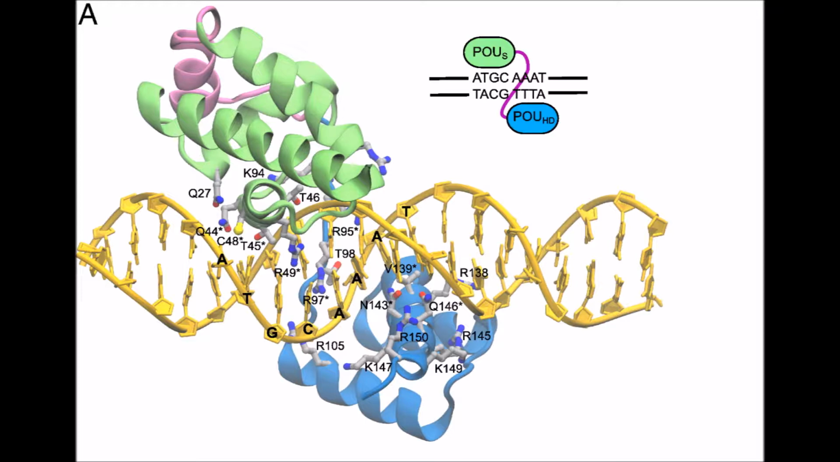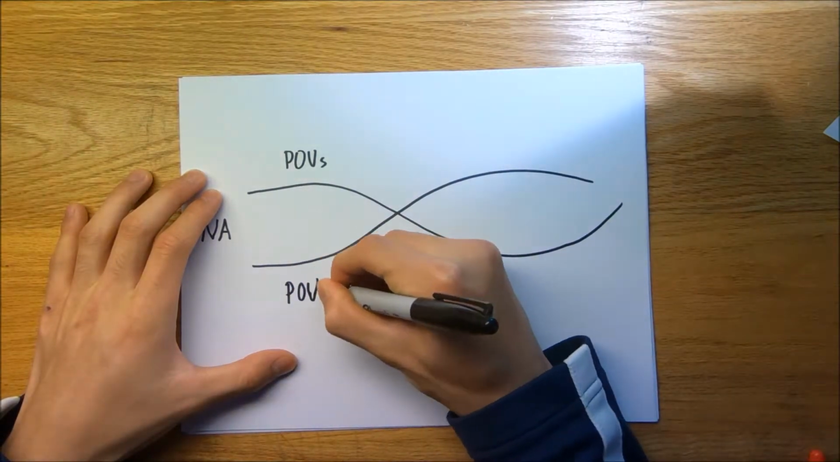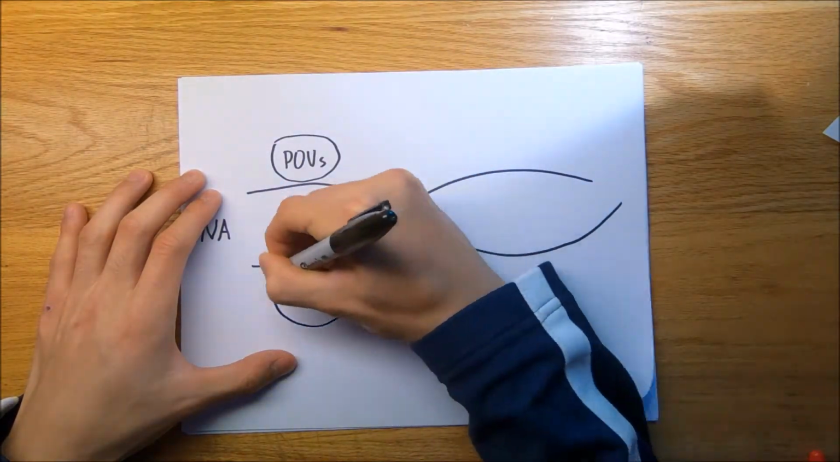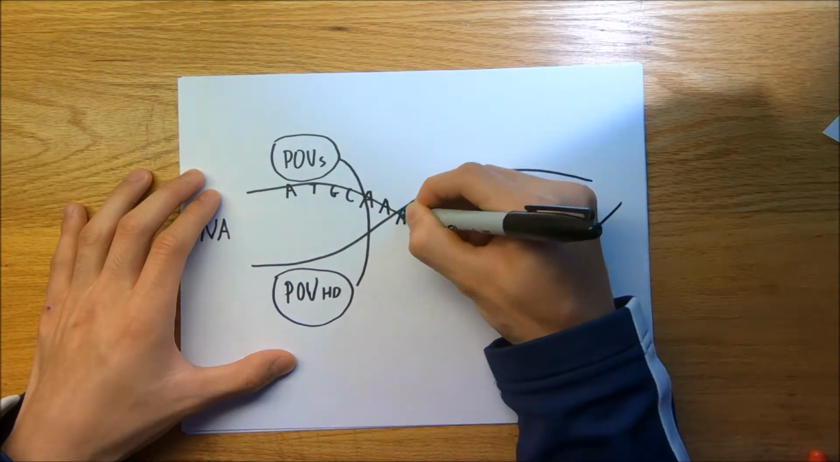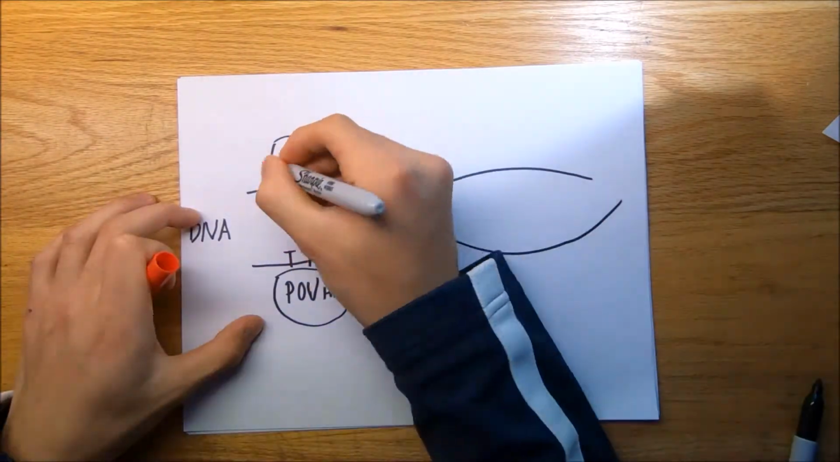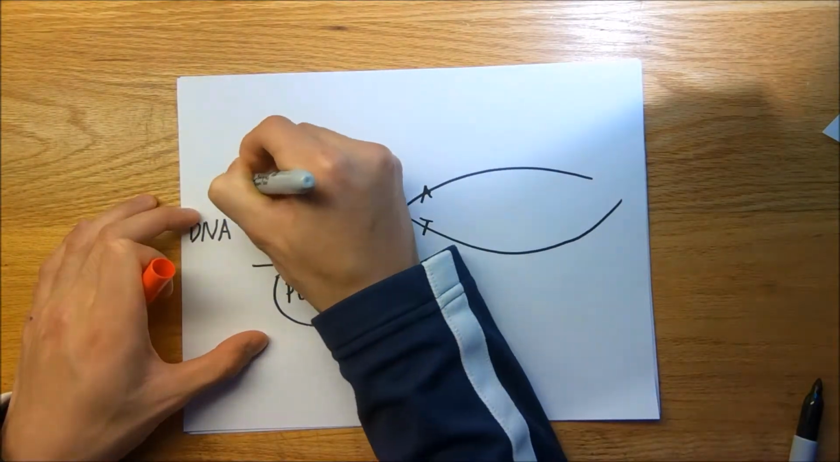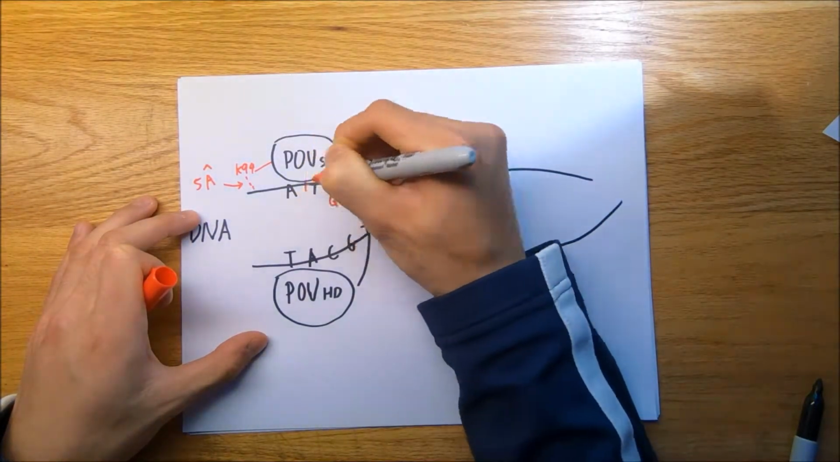OCT4 has two DNA binding domains, which consist of the POU specific domain, or POUS, and the POU homeodomain, also known as POU-HD. Looking at the overall structure, the two subdomains of OCT4, POUS and POU-HD, are connected by a linker region of variable length and composition. Together, they have protein residues that are within 5 angstroms of DNA, like K94, and some protein residues that are in direct contact with the DNA itself, like Q44 and C48.